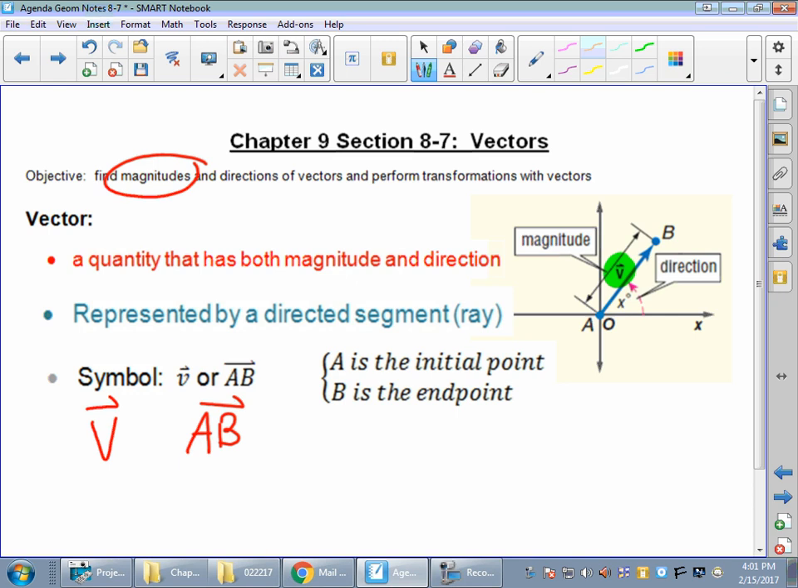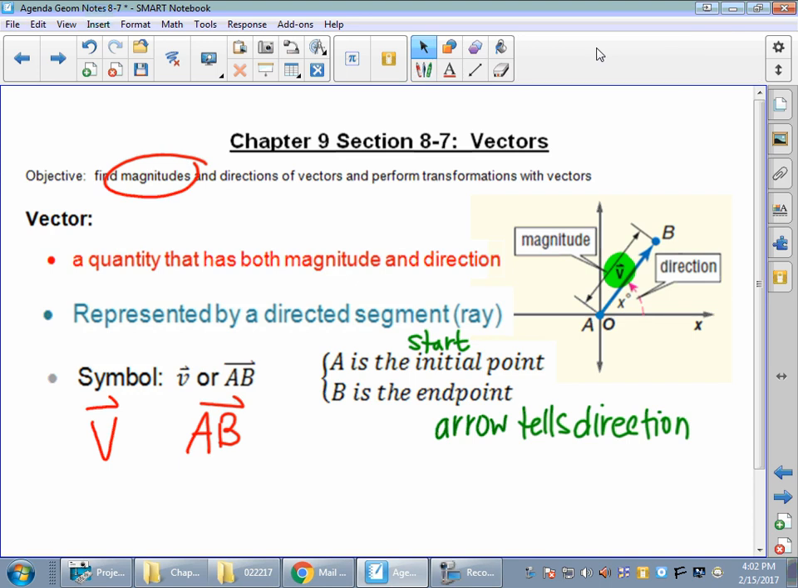Here's the thing. A is the initial point. Initial again means start. B is the end point. The arrow tells the direction. And the direction is important, especially when we talk about component forms and other things. The direction also has to do with angles, and we could be doing some trig with those, but we're not going to get that in depth into vectors. So we'll just start with that. So A is the initial point, the start point on my vector. B is the end point where the arrow goes to.